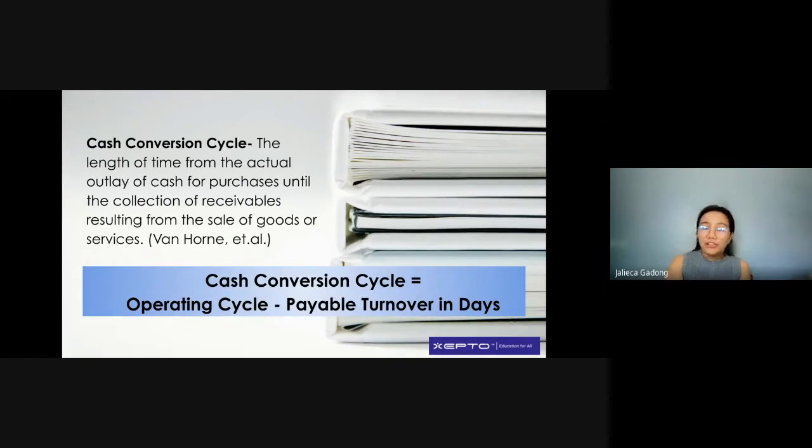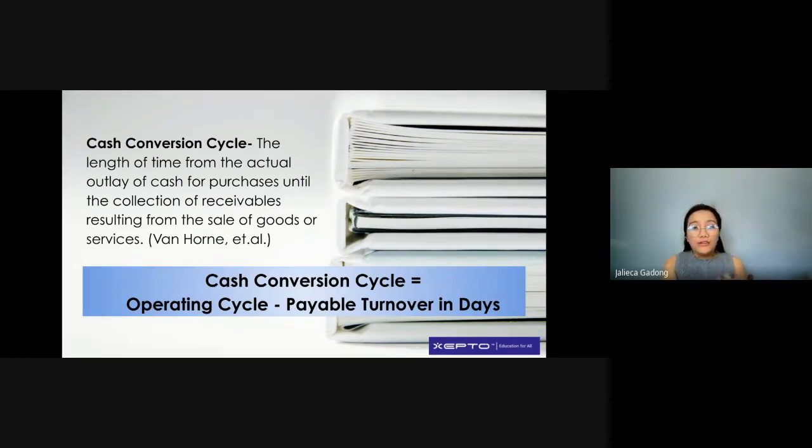And then we have cash conversion cycle where we measure how long, okay, it takes from the actual outlay of cash for purchases until the time when we collect the receivables from the sale of our products or delivery of our services. So we're going to make use of the formula cash conversion cycle is equivalent to operating cycle minus payable turnover in days.